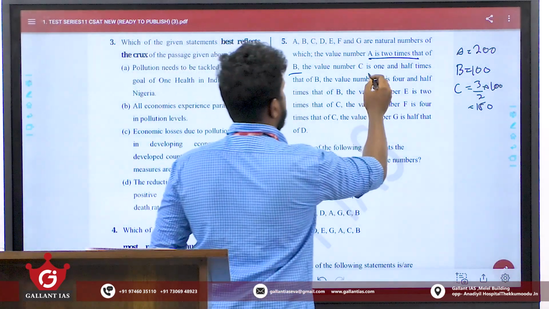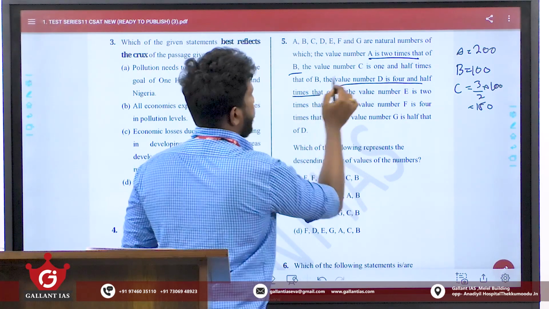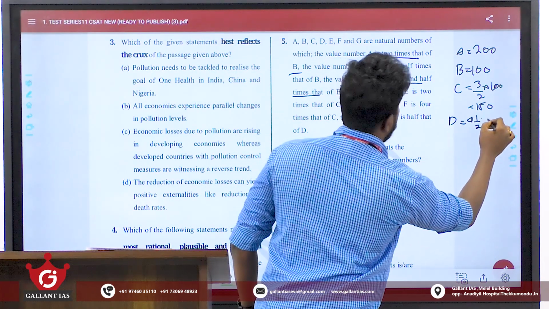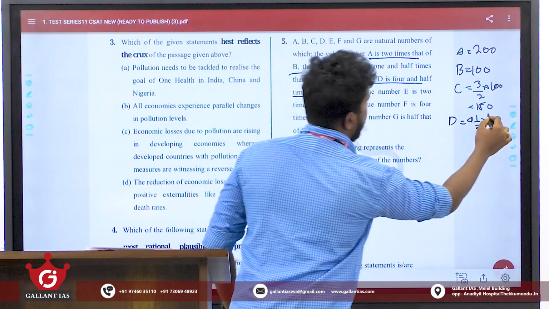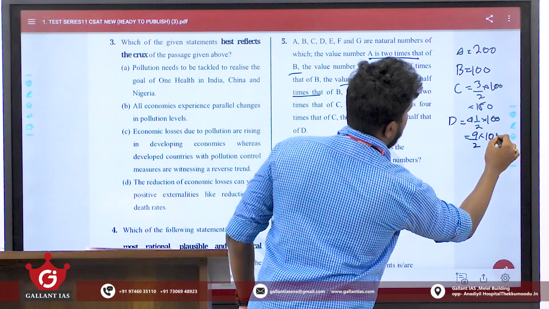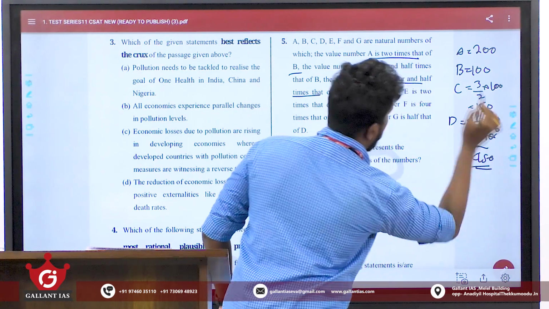Now D. The value of D is 4.5 times that of B. That is, D equals 4.5 times 100. 4.5 is 9 by 2, so 9 by 2 times 100 will be 450, right? The value of D will be 450.